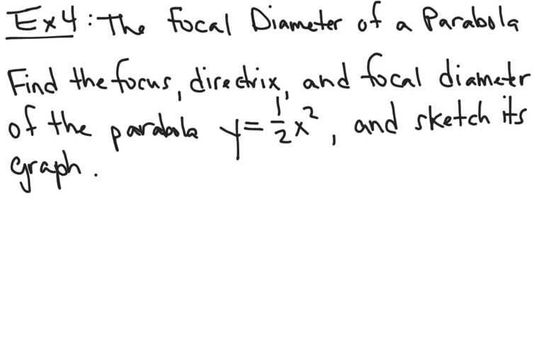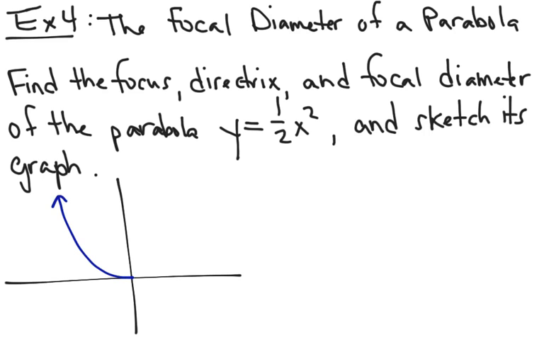So let's find the focal diameter of a parabola. Let's find the focus, directrix, and focal diameter of the parabola y equals 1/2 x squared and sketch its graph. Well, let's start with the easy part. Let's sketch its graph. Since it starts with y equals 1/2 x squared, this is going to be a parabola that opens either up or down. Well, 4p is positive, so it must open up.